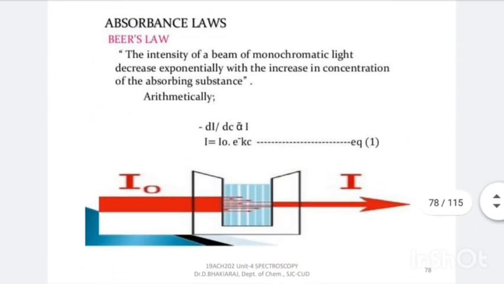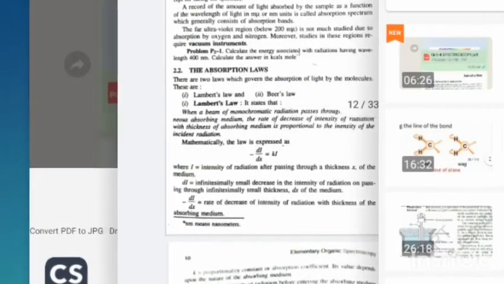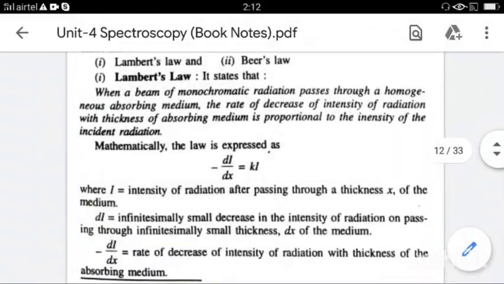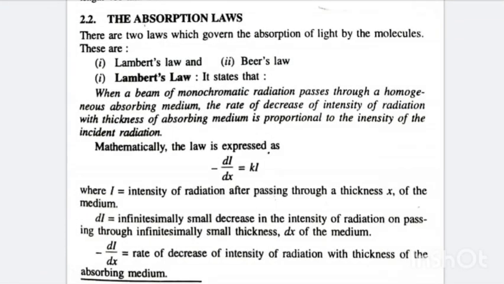According to Beer's law, the intensity of a beam of monochromatic light decreases exponentially with the increase in concentration of the absorbing substance also. So Beer included the concentration of the absorbing medium also. UV visible spectroscopy works based on these two laws. The first law is Lambert's law and the second law is Beer's law.